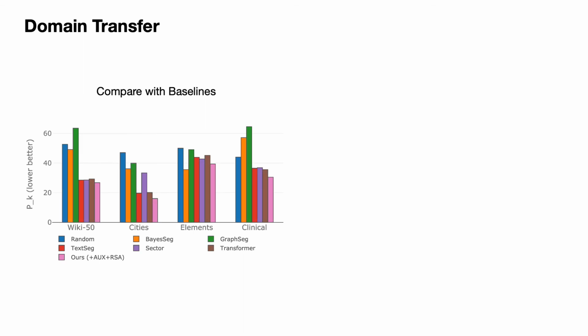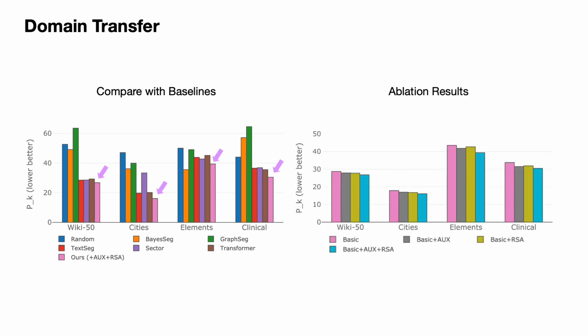So for the domain transfer setting, again, we first compare with the supervised and unsupervised baselines. In this case, our proposal outperforms all the baselines again. From the ablation results, we can observe the same pattern as in the intra-domain: by adding any of the 2 components, the model's performance can be enhanced, and combining them together results in the best performance across all 4 test sets.